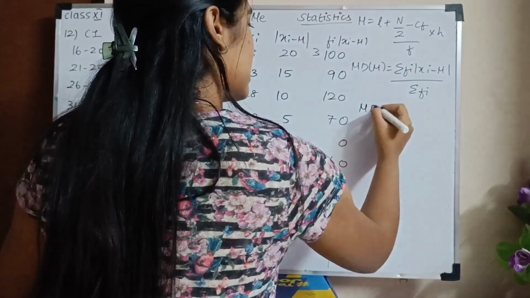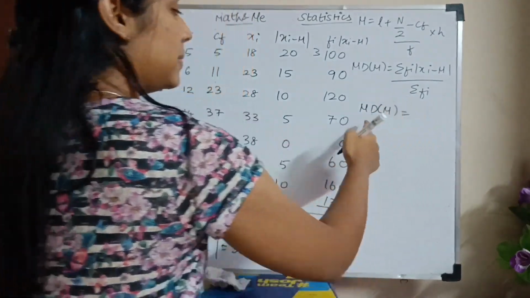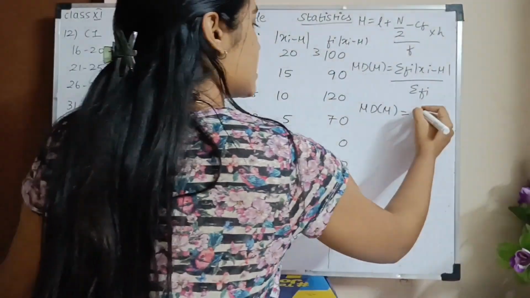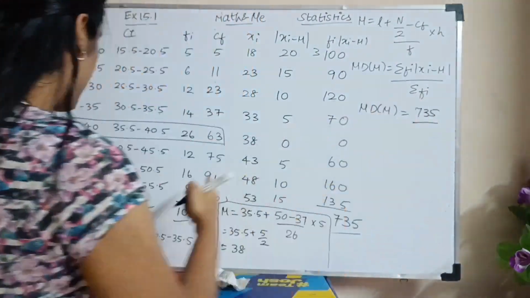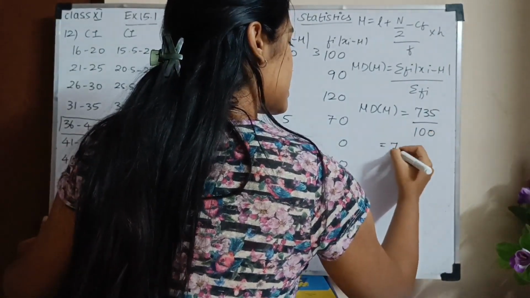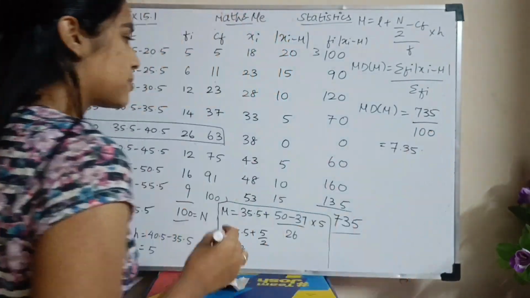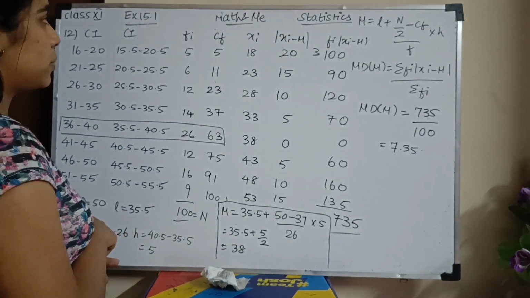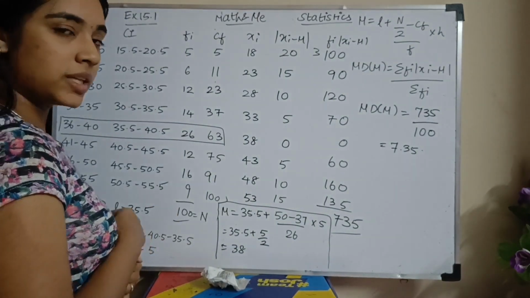So what is my mean deviation? The mean deviation about my mean is 735 divided by sigma fi. What is my sigma fi? 100. So to 2 decimal places, 7.35. This is my mean deviation about my mean. So we are done with exercise 15.1. Let's move on to other examples.